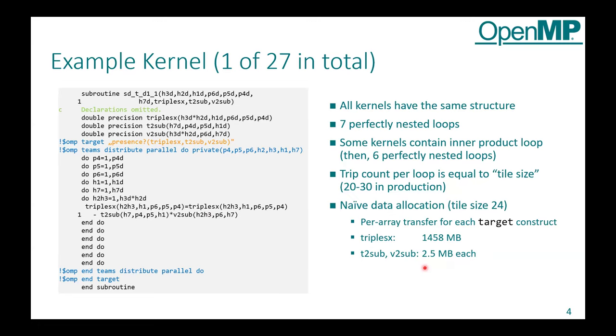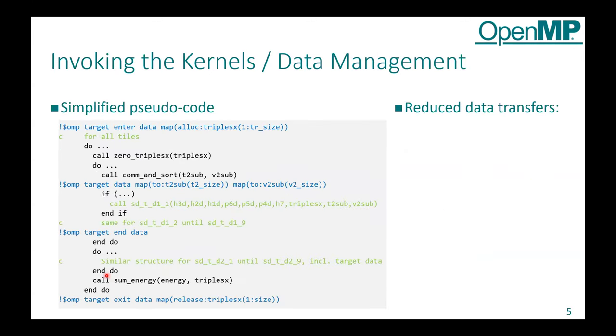And so what would happen if you run this naively is that up here we would transfer 1.5 gigabytes of data over to the GPU. We run for a couple of milliseconds, and then down here we transfer 1.5 gigabytes back. Now, the cool thing is this is embedded in a larger structure. In an outer loop we iterate over all the tiles that are available to the system for processing, which describe the quantum state of the problem being computed right now, and you can see that the triplesX array is actually something like an accumulator.